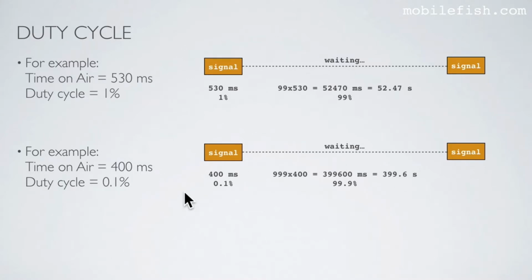So why is this duty cycle rule set? If there were no duty cycle, then anyone can broadcast at unlimited time, which renders the usage of the ISM band completely unusable.